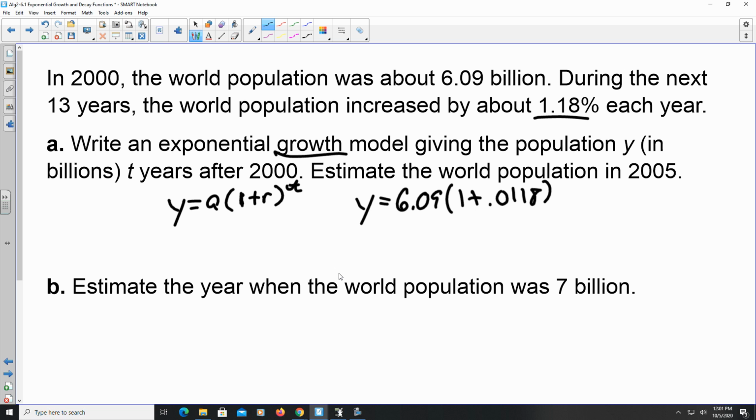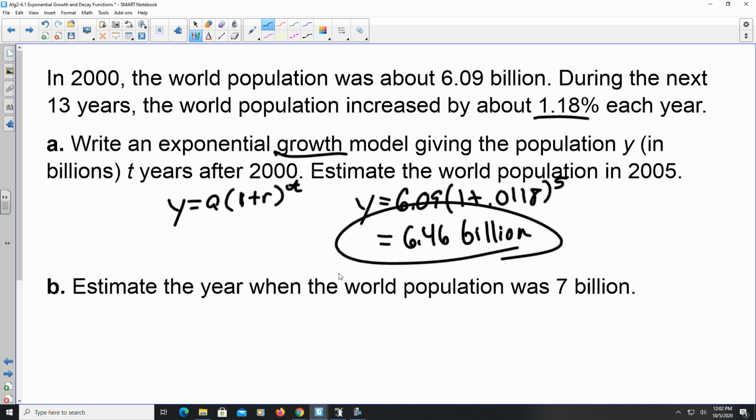Well, t after, so it'll be what, 5? Yeah, so it would be 5 because it started after 2000. And when you do all of the math, it comes out to about 6.46. So 6.46 billion will be our answer.